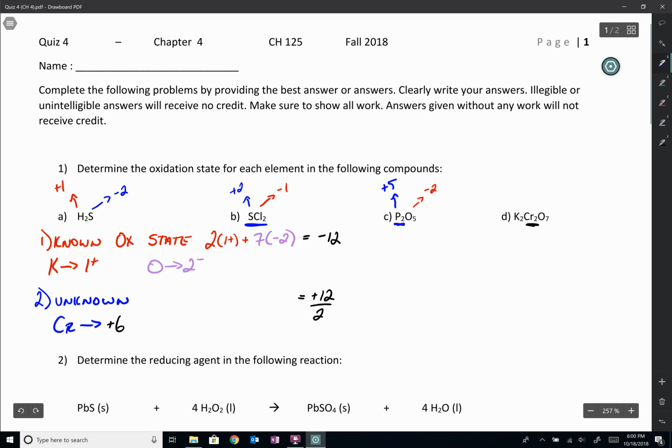So I'll try and stick with the coloring here. Plus 6. Red for potassium, plus 1. Oxygen in purple, 2 minus. Okay? Use your rules to determine your knowns. Use your knowns to determine your unknowns. That's how it's done.